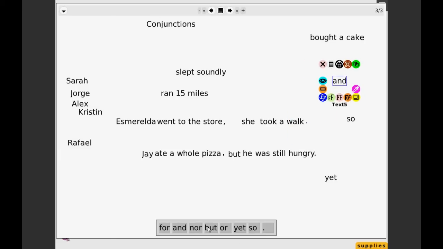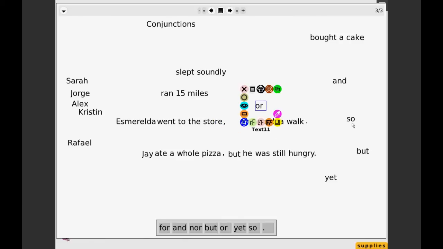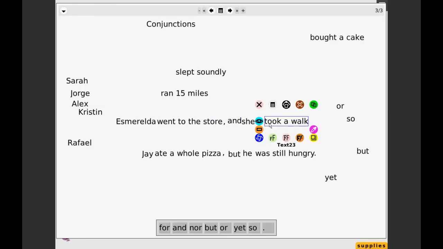This doesn't work. But she took a walk. That doesn't really make any sense, so we put that away. Or is possible. This says that one of these happened, but not both. Either Esmeralda went to the store, or she took a walk. We don't know which. So conjunctions have a lot of power in changing meanings of all the words around them. So you have to be very, very careful when you're using them.